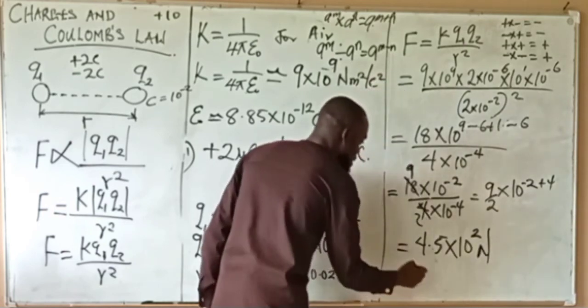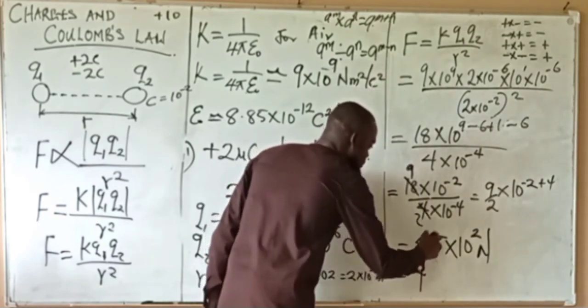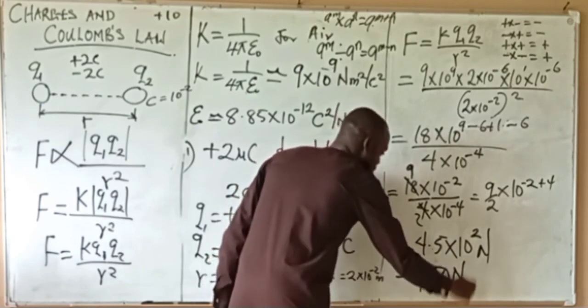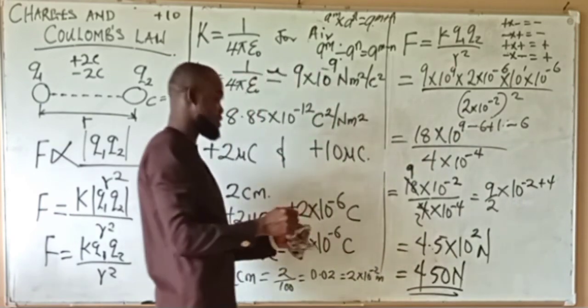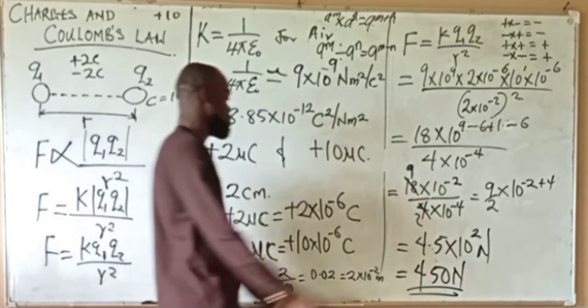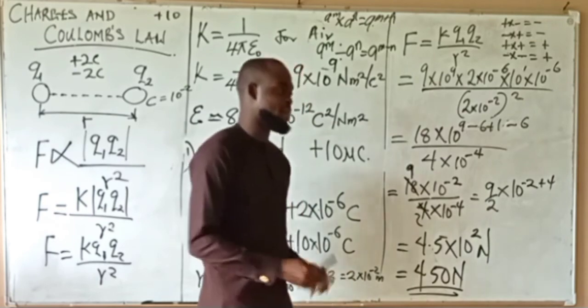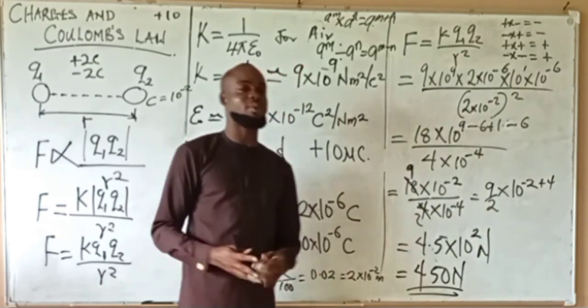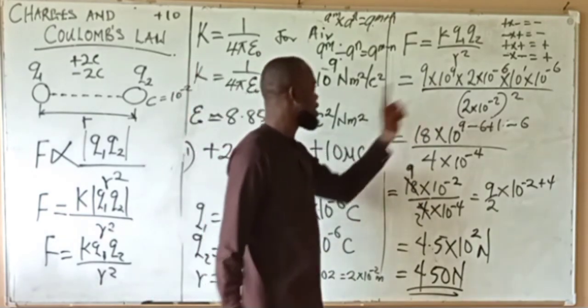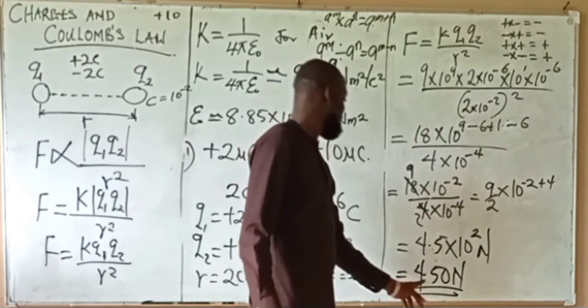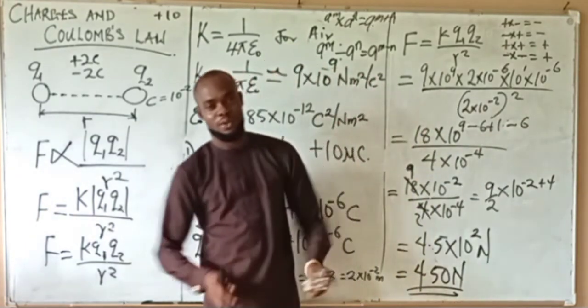Or you can write it this way: remove this point, move it 2 times. That's 4 5 0, that's 450 newtons. So then you have 4.5 times 10 to the power 2 newtons or 450 newtons. Now, in case you are very fast in solving, you can use your calculator to run the problem directly from there. You see there 450 newtons. That's what you can have.